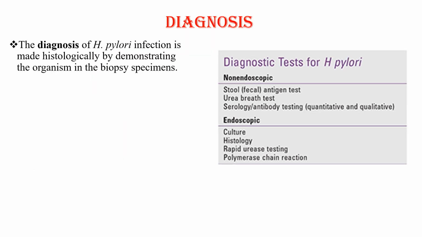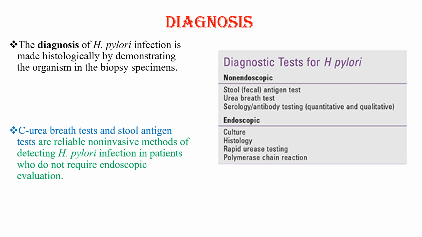The diagnosis of H. pylori infection is made histologically by demonstrating the organism in the biopsy specimen. The urea breath test and the stool antigen test are labeled non-invasive methods of detecting H. pylori infection in patients who do not require endoscopic evaluation. So the diagnostic tests of H. pylori are classified as non-endoscopic and endoscopic. Most of the time we use non-endoscopic ones such as the stool antigen test and urea breath test.